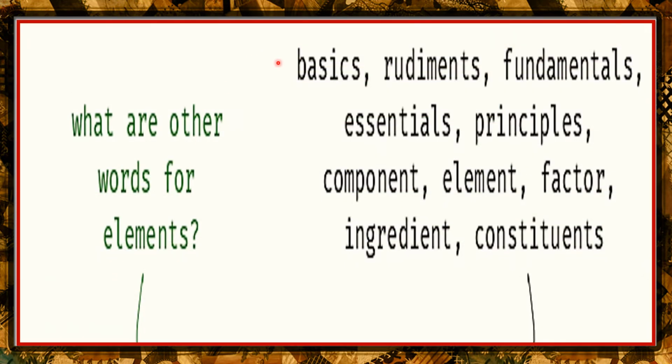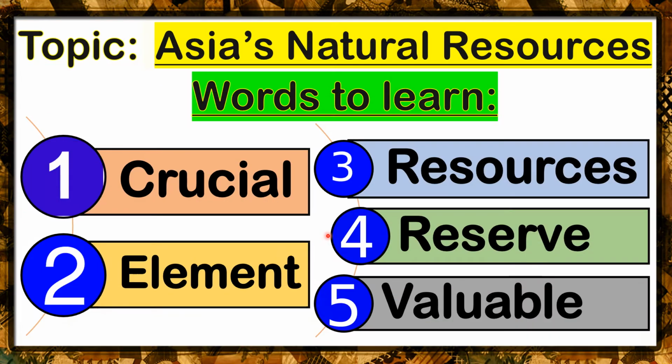The next word is element. Element means basics, rudiments, fundamentals, essentials, principles, component, element, factor, ingredient, and constituents. So when you say elements, class, these are components or factors of a certain thing.